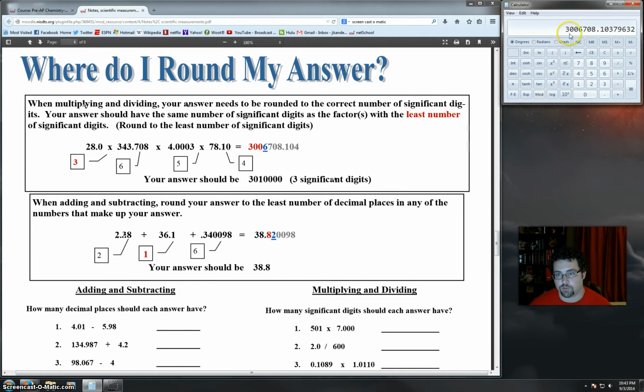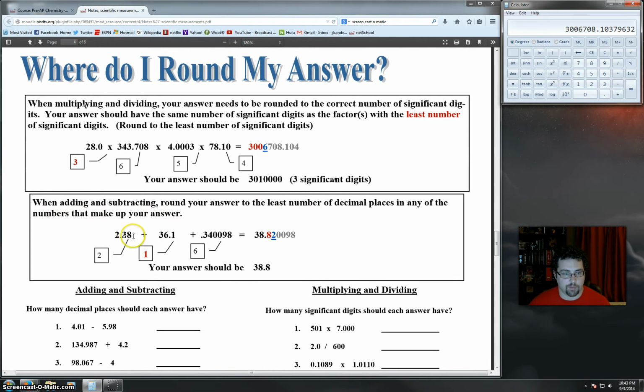If I was rounding this to 4 significant digits, it would be 3007, because the 7 would round the 6 up, 000. Okay, so multiplying and dividing, you always have the same number of significant figures as whichever one is the least. Okay, when adding and subtracting, round your answer to the least number of decimal places in any of the numbers that make up your answer.